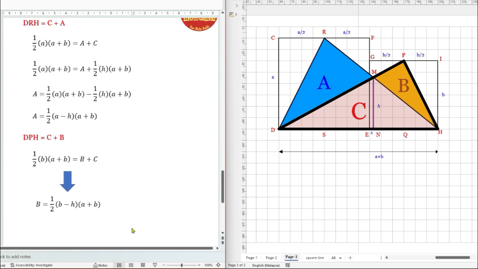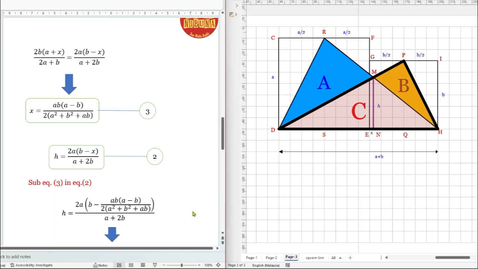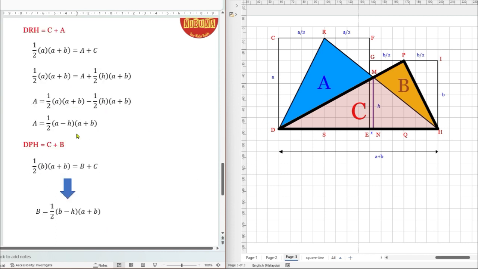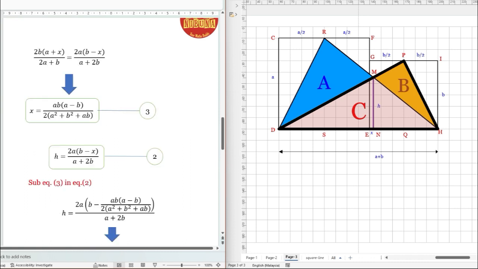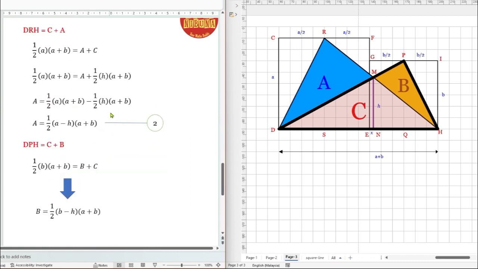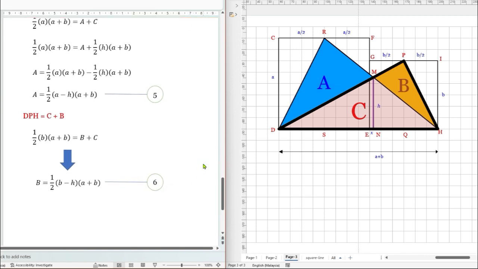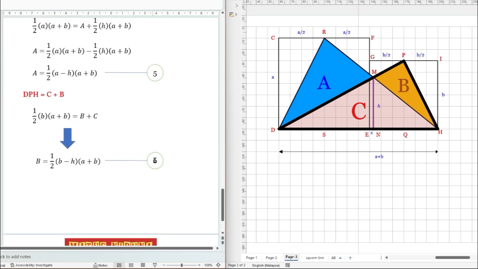So now, I name it first. I forgot to name it. Let's say this is equation, we already got until equation 3. Let's say this is equation, I name it as 5. And this is equation 6. Now what we can do, you divide 5 and 6. So equation 5 divide by equation 6.